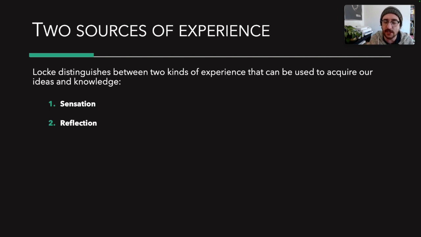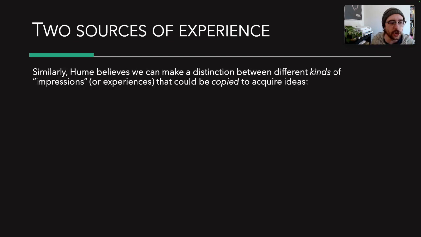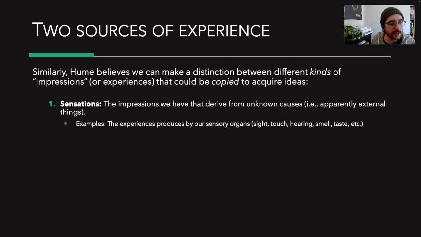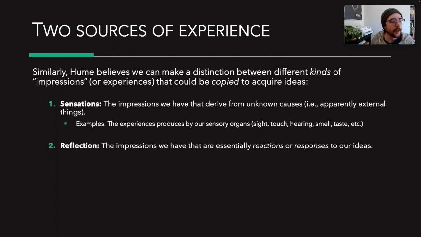And so those experiences can give me more materials for creating ideas. Similarly, Hume believes we should make a distinction between two kinds of impressions or experiences that could then be copied to acquire ideas. So firstly, like Locke, he says there are sensations. An example here is the experiences produced by our sensory organs: sight, visual experiences; touch, tactile experiences; hearing, auditory experiences.